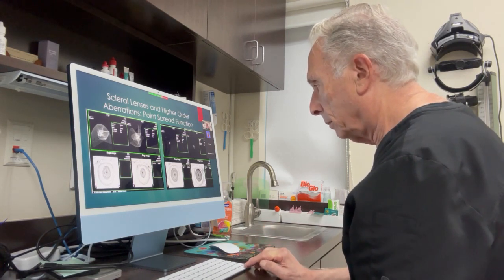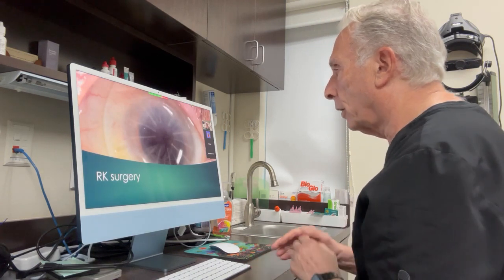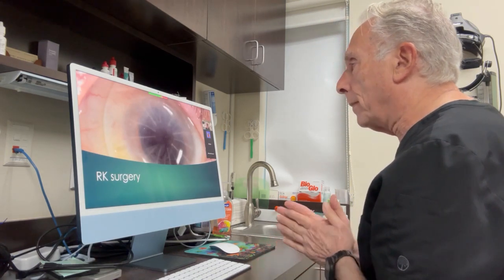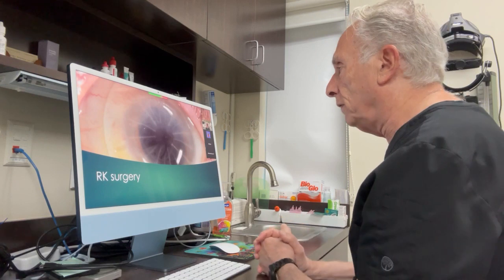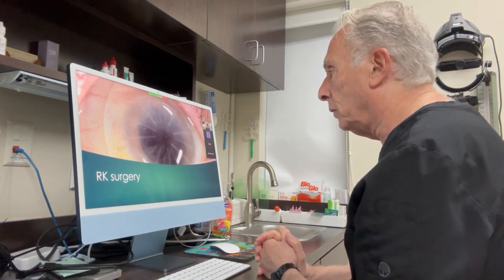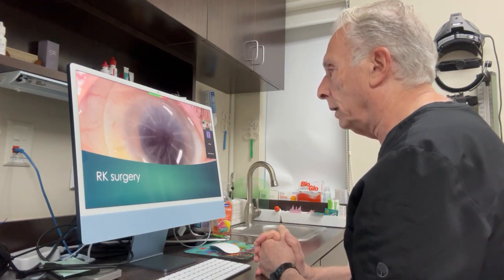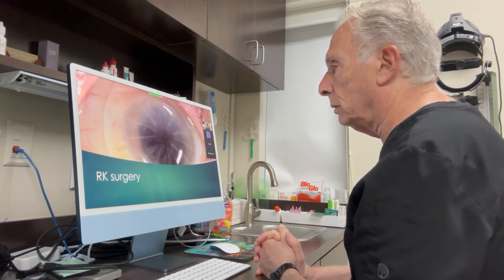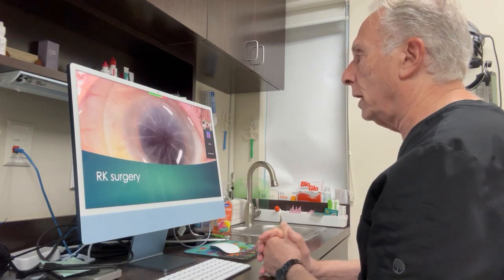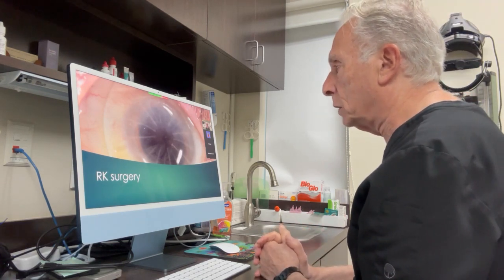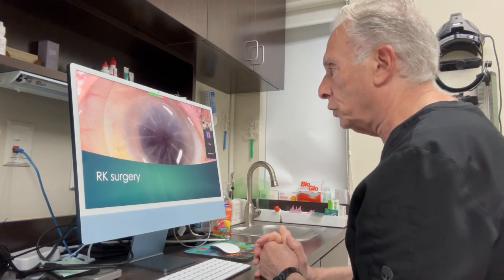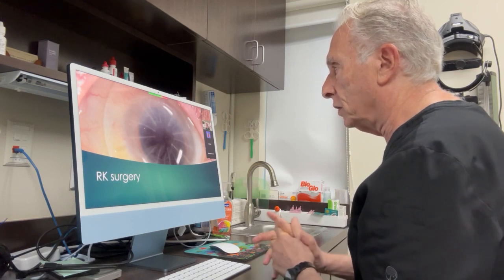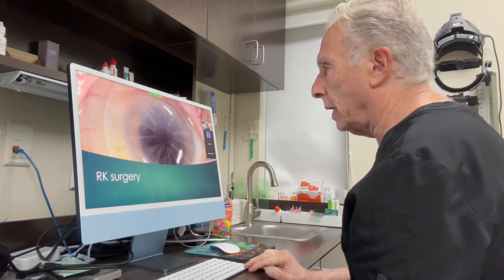RK surgery was very popular from about 1985 to 1993. And then with the advent of LASIK surgery, very few people do that anymore. This is an iPrint lens over a post-RK cornea. You can see all the cuts. This patient has no functional vision with his eye until we fit this eye with a scleral lens.